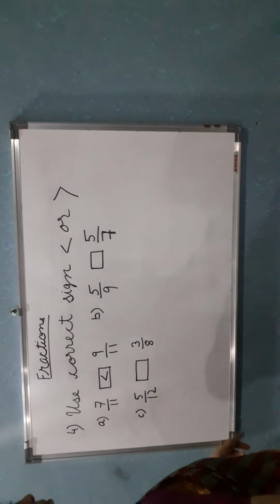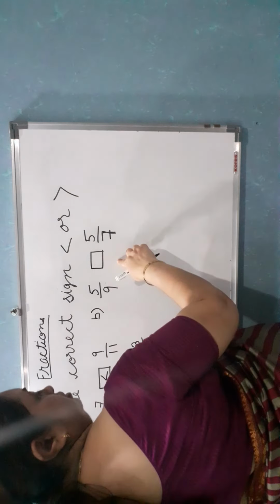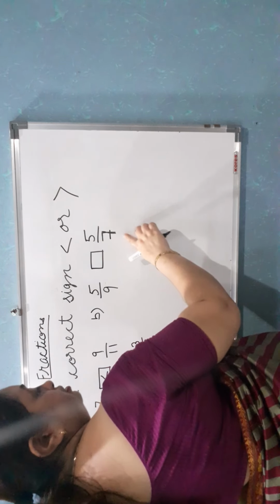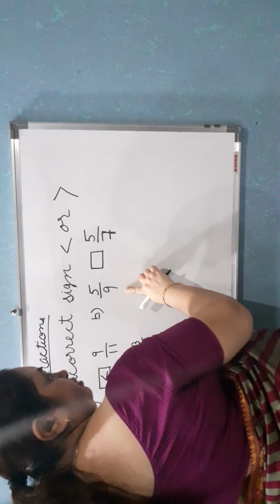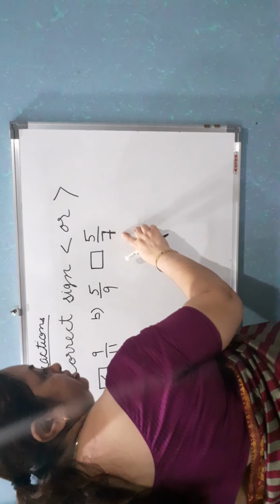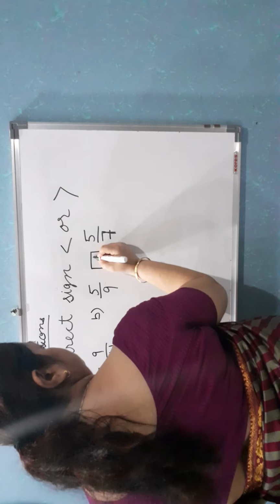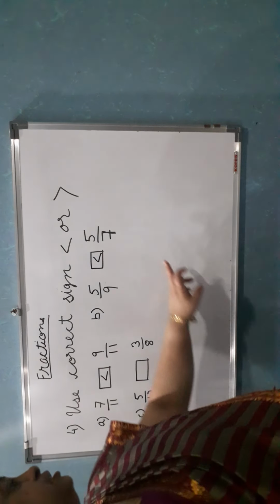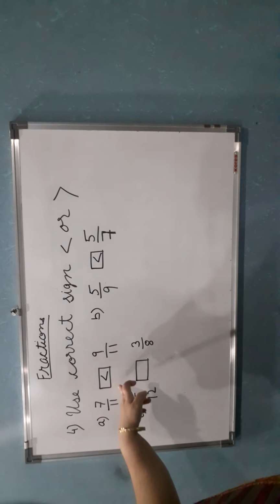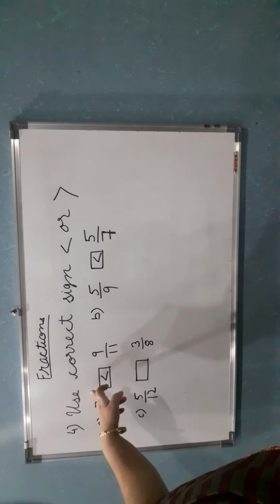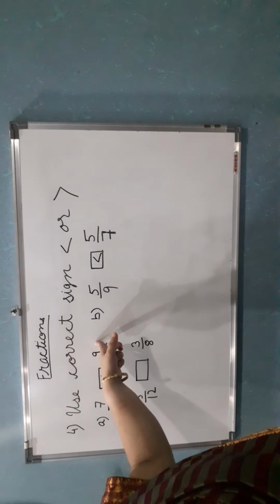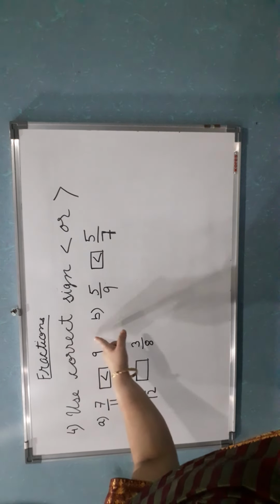Okay. But look at this question. Here numerators are same. Denominators are different. So when denominators are different, you should know that the fraction with the denominator which is less is greater. But when numerators are different and denominators are same, then the fraction with the greater numerator will be greater.